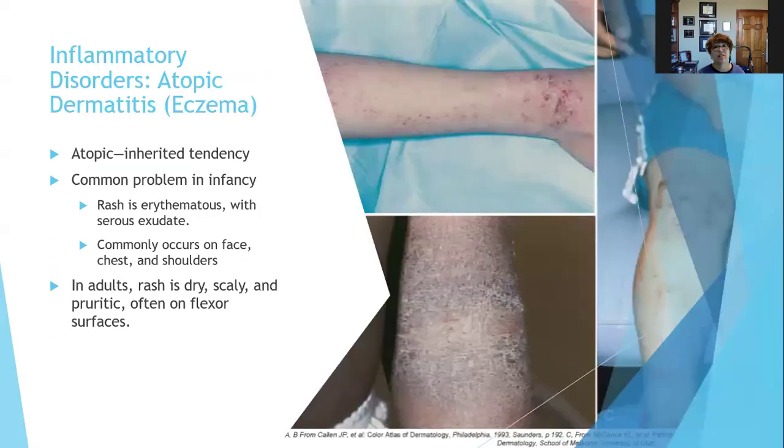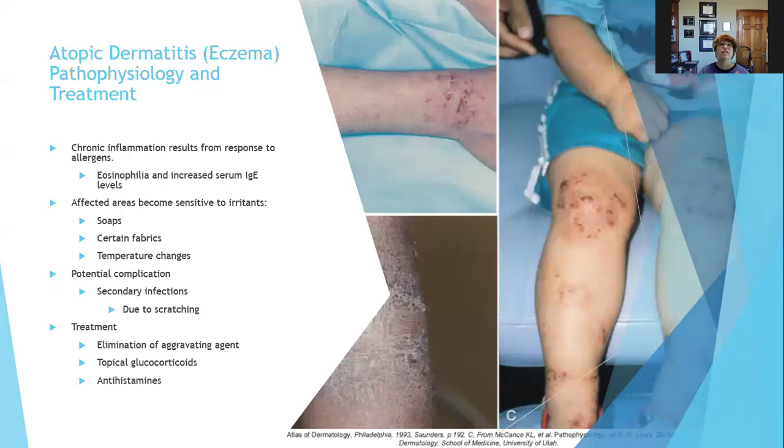So atopic dermatitis, also known as eczema, atopic is an inherited tendency. It's a common problem in infancy and it persists into adulthood. So in infancy, you get a red, erythematous rash with serous exudate. So it's that thin, clear exudate, and it's commonly on the face, chest, and shoulders. With adults, the rash tends to be dry, scaly, and itchy, pruritic, often on the flexor surfaces of the body. So it's a little bit different manifestations in children versus adults.